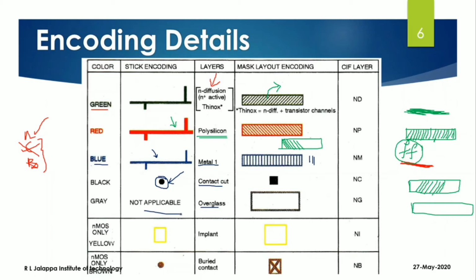So, you don't have any stick diagram for this. The only thing is you have a layout which is a black rectangle with a halo inside. Next is implant. Why do you need this implant? To represent the depletion MOSFET, right? To represent the depletion MOSFET, we require this implant. So, how does the implant look in a stick diagram? It is a yellow box in the stick diagram, and it is a yellow box in layout also, right?